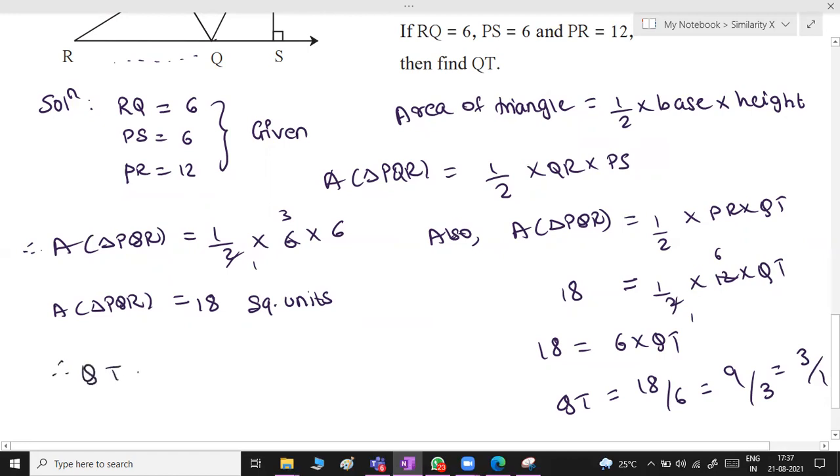Therefore QT is equal to 3 upon 1, that is 3. And have they given centimeter or anything? No. So here it's going to be Q3. QT is equal to 3. Okay. And if you want to play a bit safe, what you can do, you can just mark this as equation number 1 and here you can write from 1.